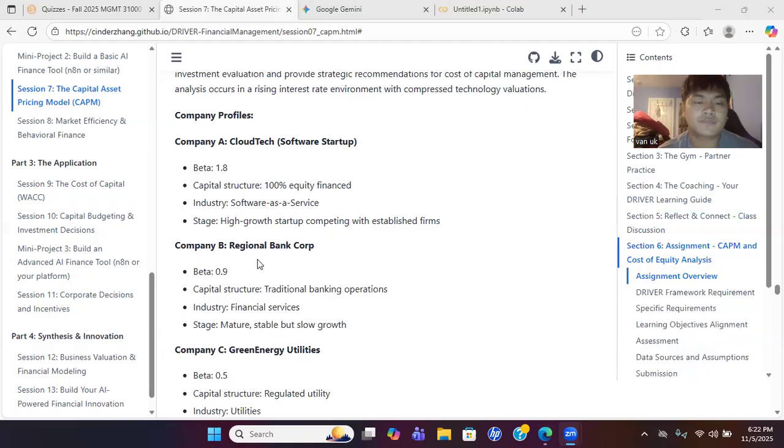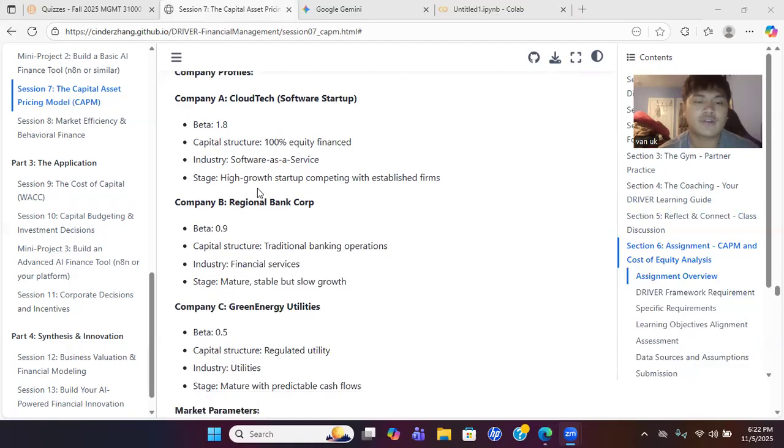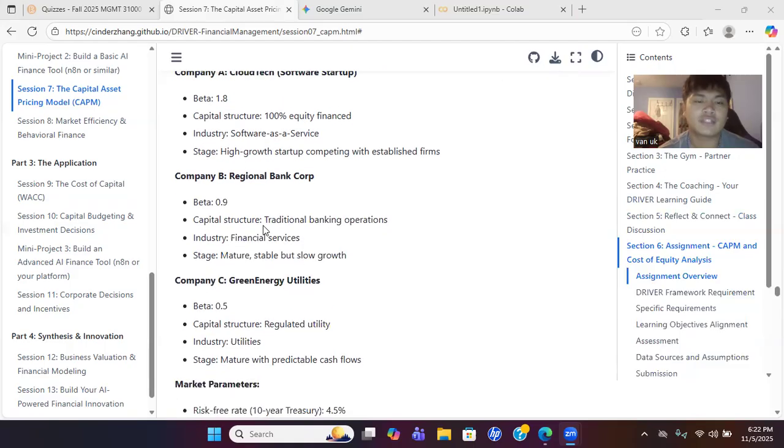For company A, it's Cloud Tech. It's a software startup with a beta of 1.8 and a capital structure of 100% equity financed. It's in the software as a service industry. It's a high growth startup competing with established firms. That's the stage it's at.